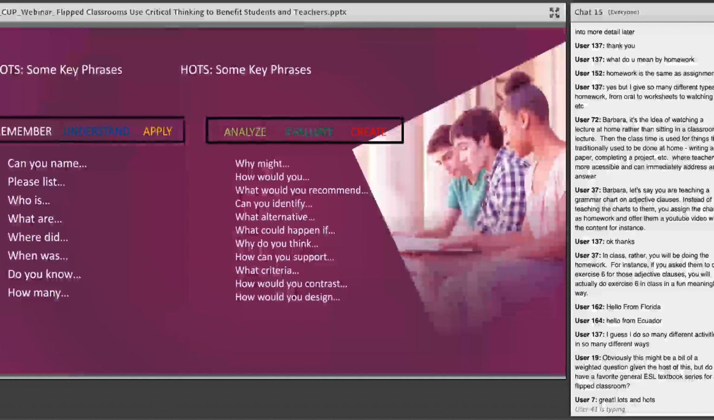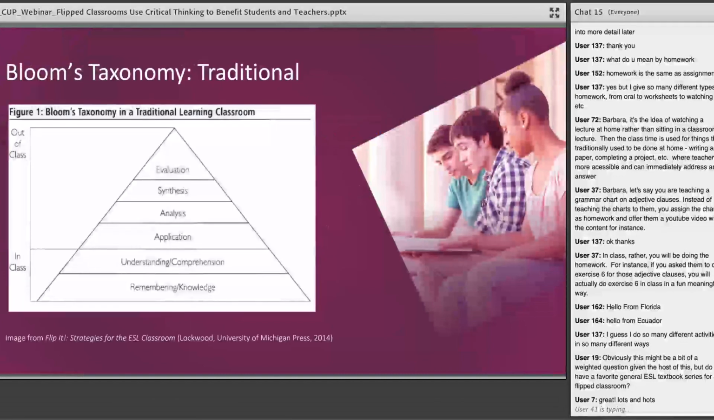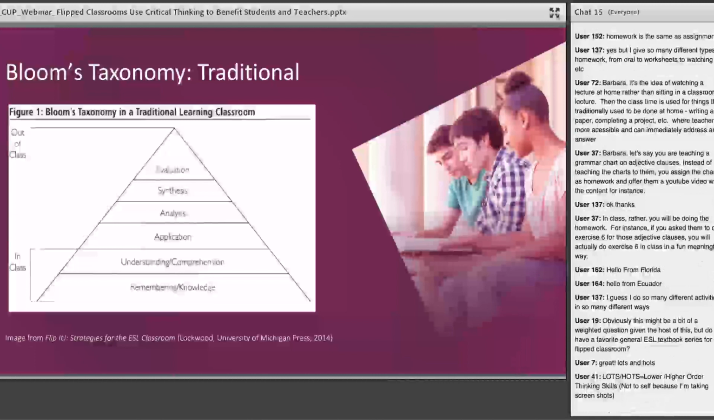Now, how is this tied to flipped learning? This is Bloom's taxonomy in a traditional classroom. This is from a book called Flip It, and this book has some simple strategies for beginning, easy ways to begin flipping your classroom. But essentially, this is a traditional classroom.